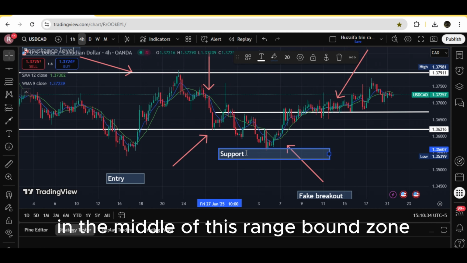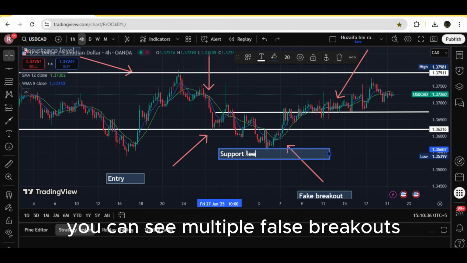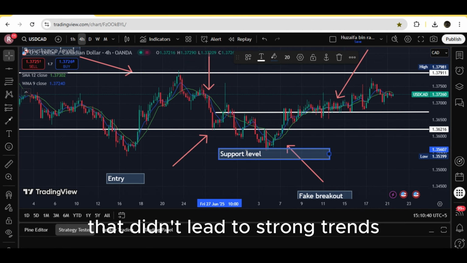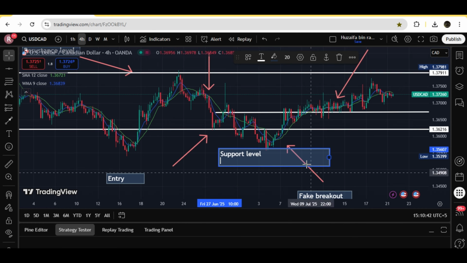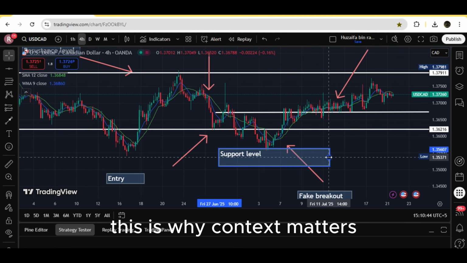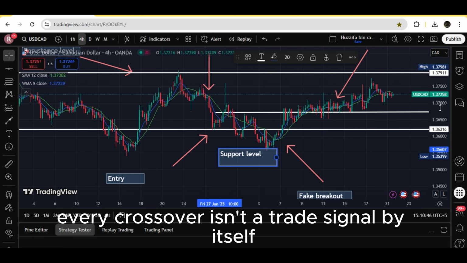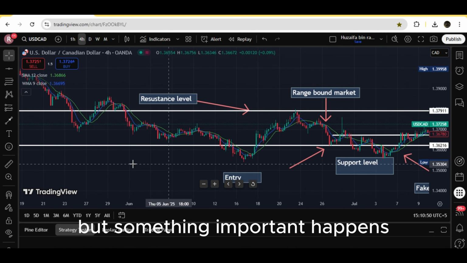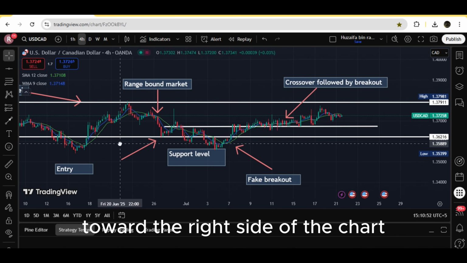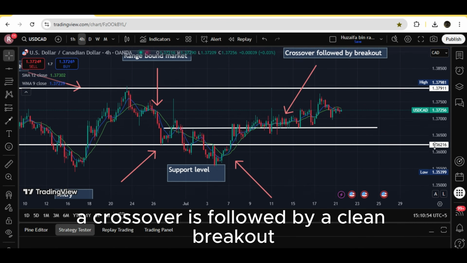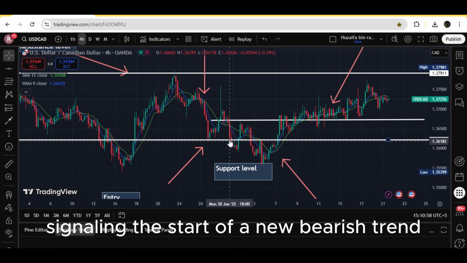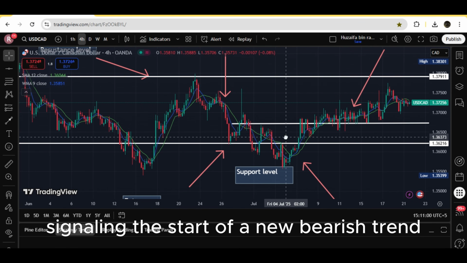In the middle of this range-bound zone, you can see multiple false breakouts and moving average crossovers that didn't lead to strong trends. This is why context matters. Every crossover isn't a trade signal by itself, but something important happens toward the right side of the chart. A crossover is followed by a clean breakout below the support zone, signaling the start of a new bearish trend.